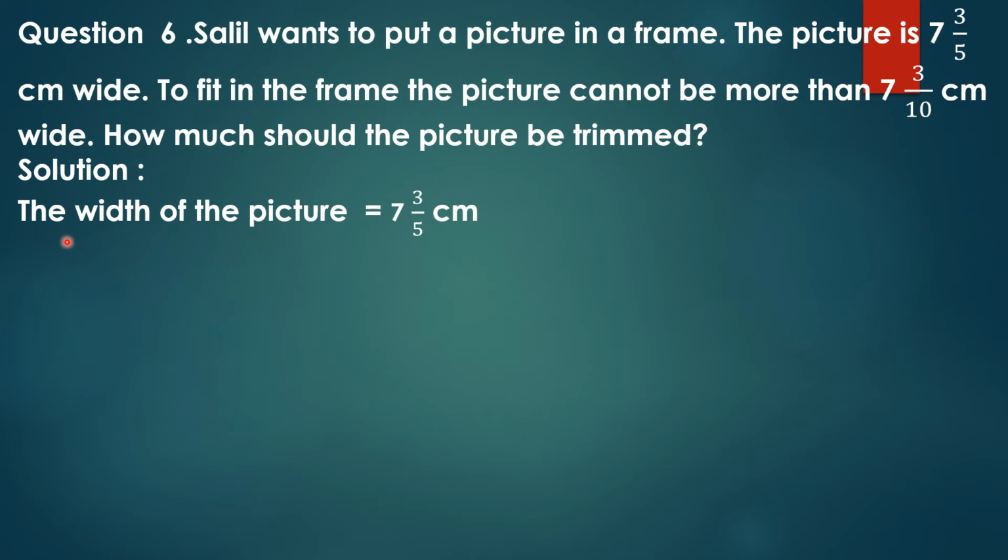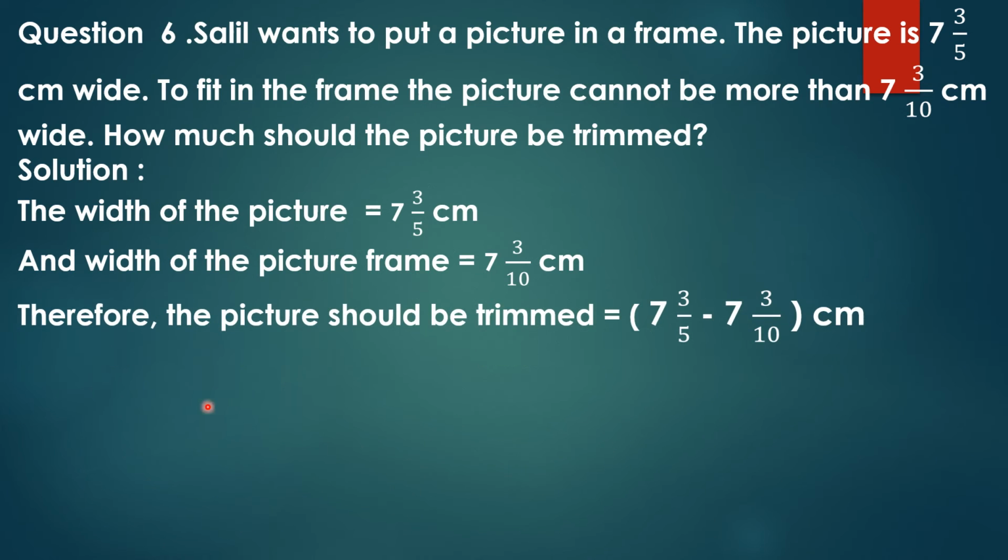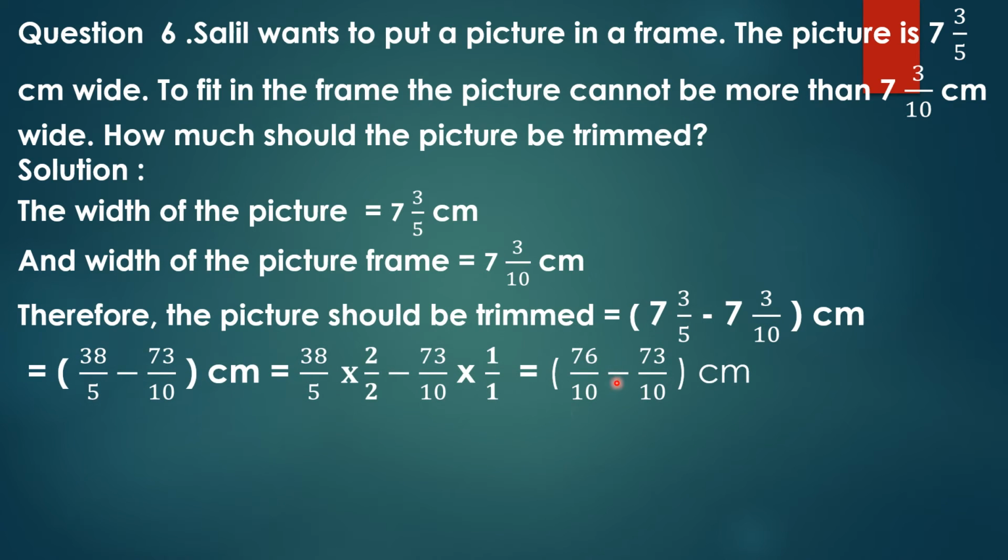What is the width of the picture? Equal 7 3 by 5 centimeter. So that is given in the question. And the width of the picture frame equal 7 3 by 10 centimeter. Now the size of the picture to be trimmed, how much? Therefore the picture should be trimmed equal 7 3 by 5 minus 7 3 by 10 centimeter. Now convert the mixed fraction into improper fraction.